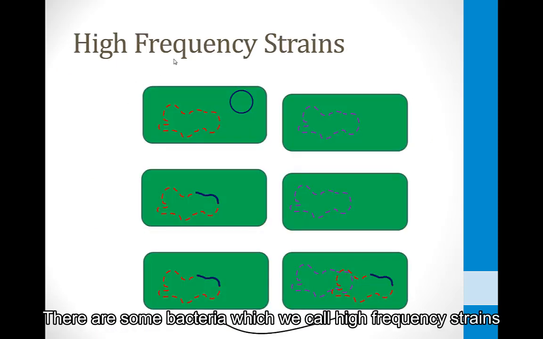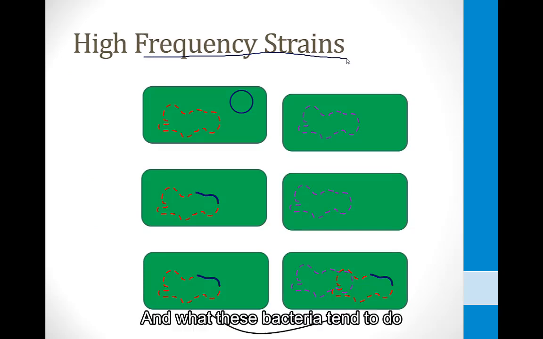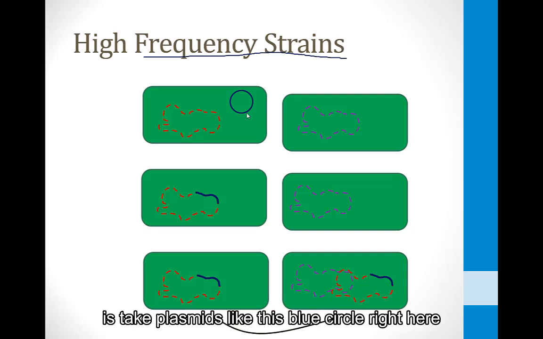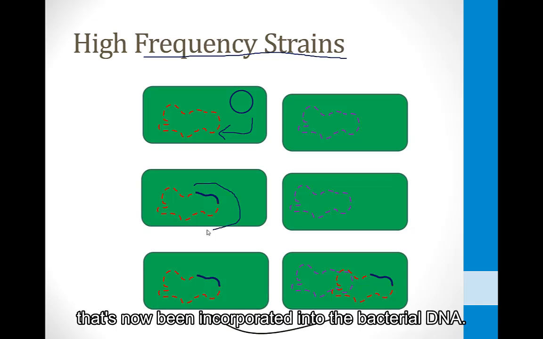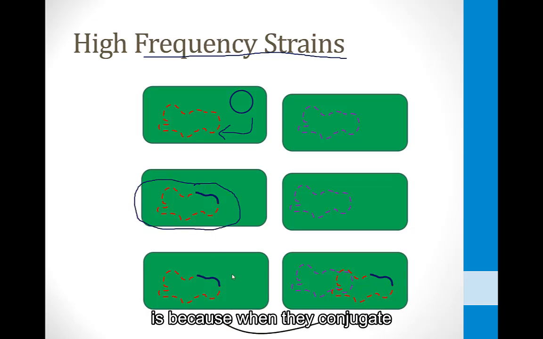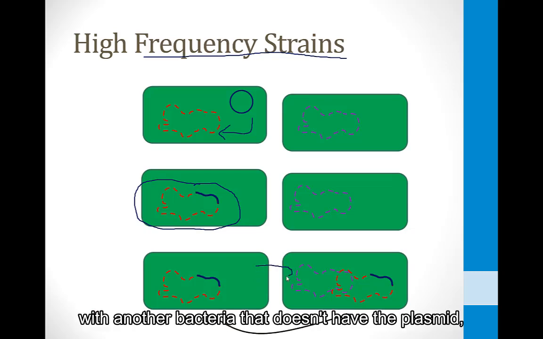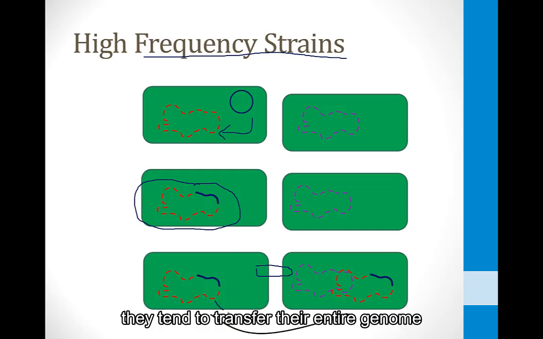There are some bacteria which we call high-frequency strains of bacteria. And what these bacteria tend to do is take plasmids, like this blue circle right here, and incorporate it into their own DNA. So I've drawn here a blue plasmid that's now been incorporated into the bacterial DNA. The reason these strains are important is because when they conjugate with another bacteria that doesn't have the plasmid, they tend to transfer their entire genome along with the plasmid, or at least portions of it along with the plasmid.